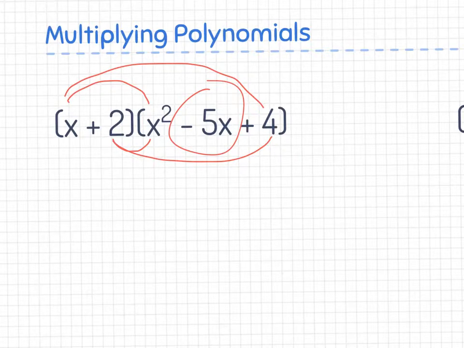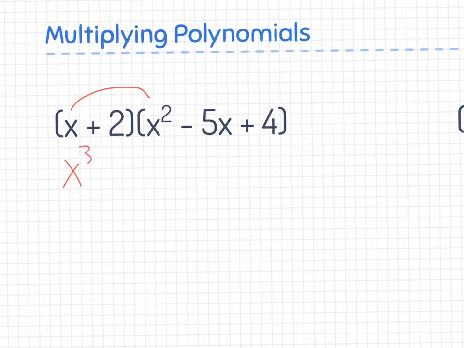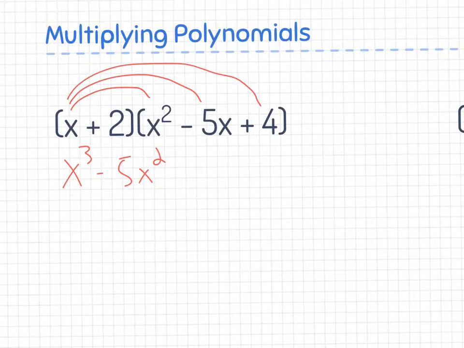So that's why I do not like the FOIL method. And that's why I like distribution or the area model. Because then if I go to distribute this one, x times x squared gives me x cubed. x times negative 5x is a negative 5x squared. x times 4 is 4x.